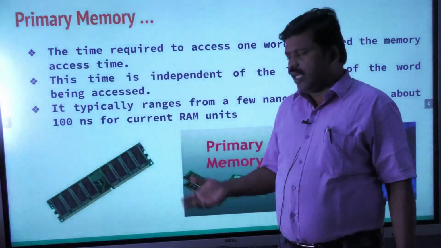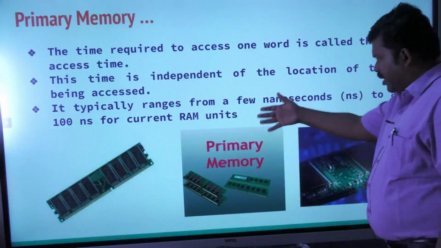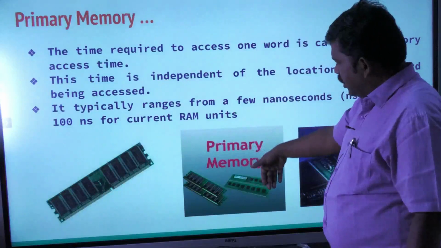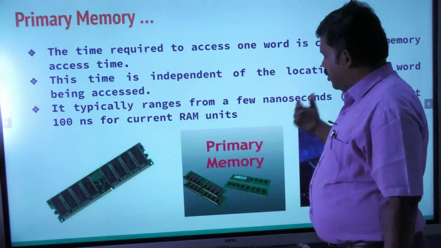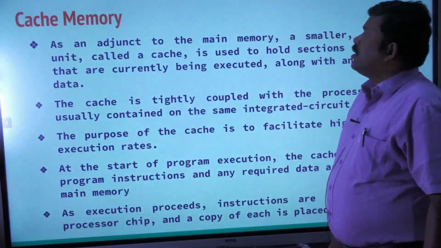But modern computers are still faster than this one. These are all some examples of primary memory slots. They can be inserted onto the CPU so that the memory will act as a shared memory. The other important unit is cache memory.